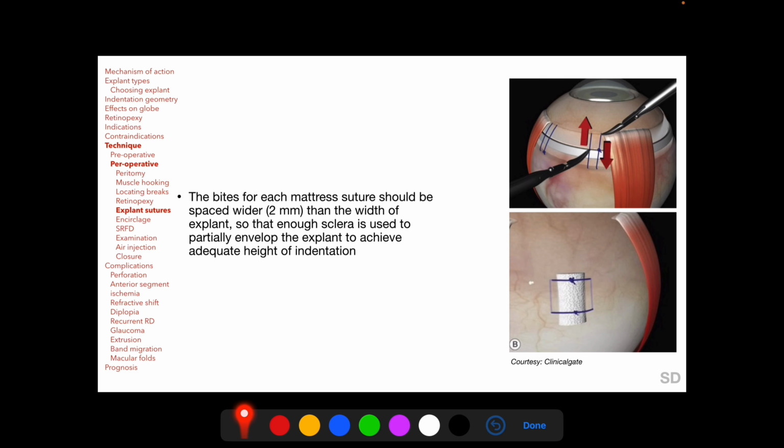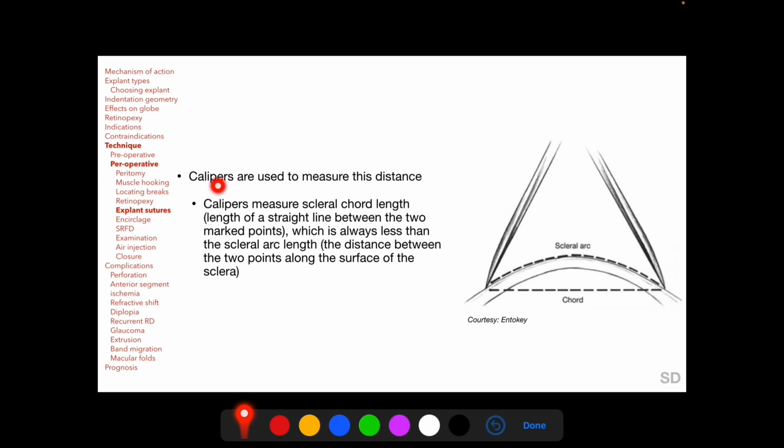The scleral bites for each mattress suture should be spaced 2 mm wider than the width of the explant, so that enough sclera is used to partially envelop the explant to achieve adequate height of the scleral indentation. Calipers are used to measure the distance between the scleral bites of each mattress suture, and it is important to note that calipers measure scleral chord length between 2 points, which is always less than the scleral arc length between the 2 points along the surface of the sclera on which the explant resides.